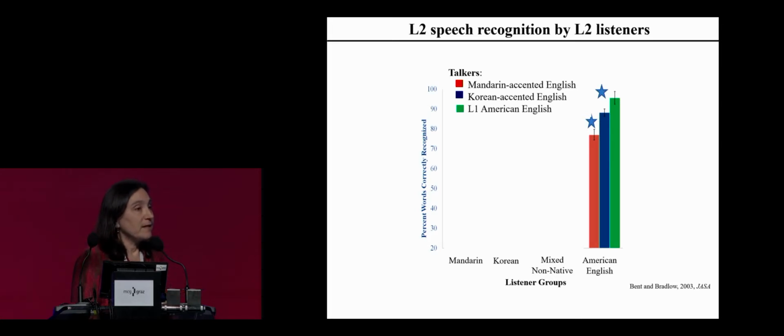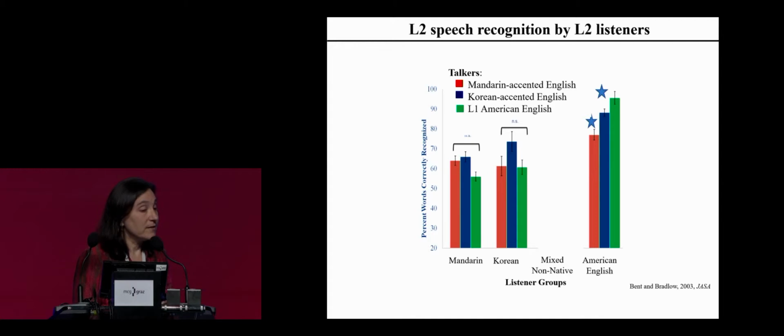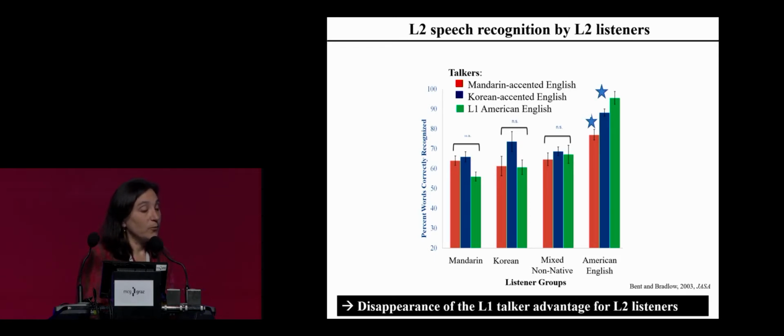But what happens when we present these foreign accented samples together with the native accented sample to these non-native listeners? So this is L2 speech going to L2 listeners. Here's what we see for the Mandarin listeners, the Koreans, and then all of the other non-natives. And what you can see right off the bat is that even though, of course, it's harder to understand second language speech than it is to understand first language speech, we've seen a disappearance of the L1 talker advantage for L2 listeners. And that's exactly what we would predict in the talker-listener alignment model, where it's all about alignment between the talker and the listener. And of course, L2 listeners are better aligned to L2 talkers than our L1 listeners.